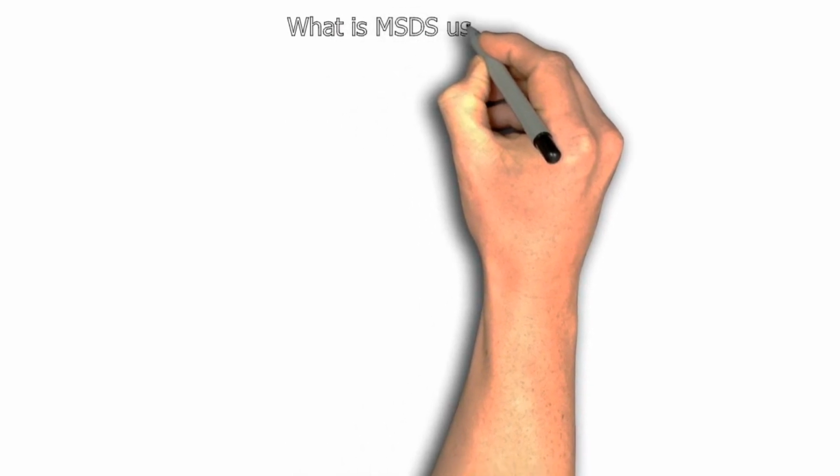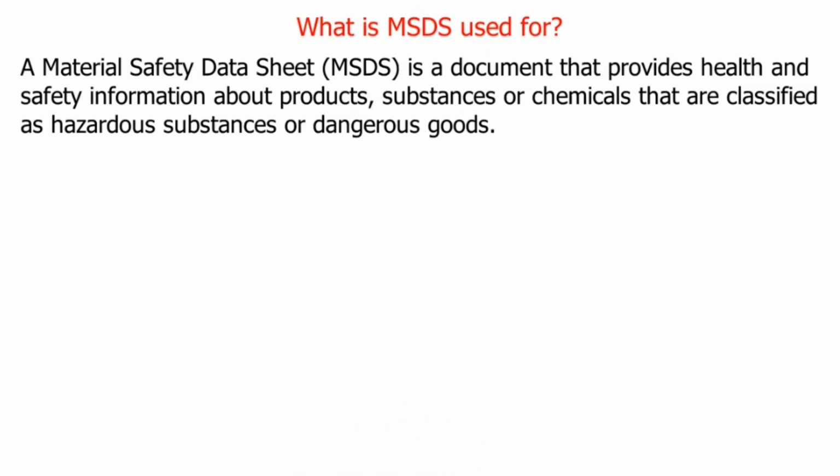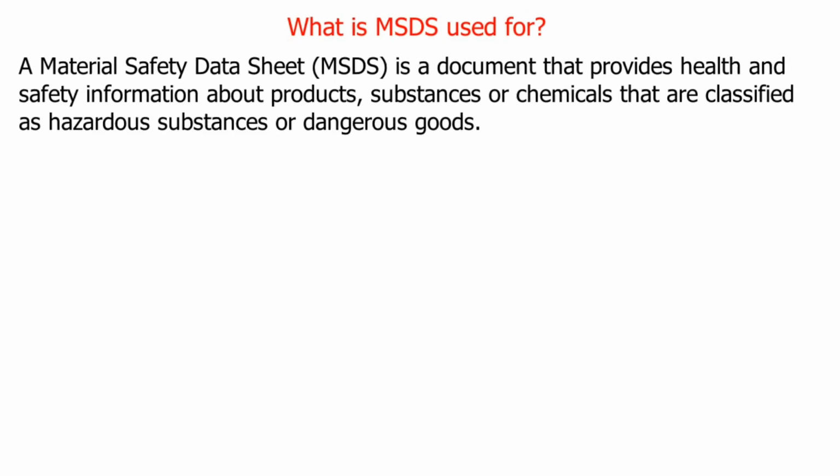What is MSDS used for? A material safety data sheet, MSDS, is a document that provides health and safety information about products, substances or chemicals that are classified as hazardous substances or dangerous goods.